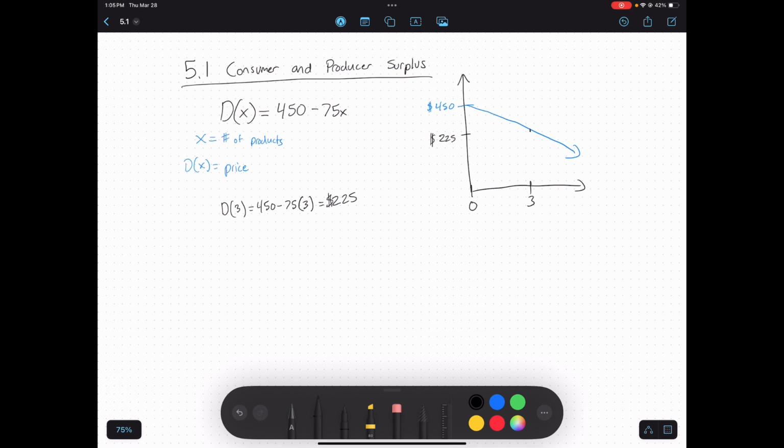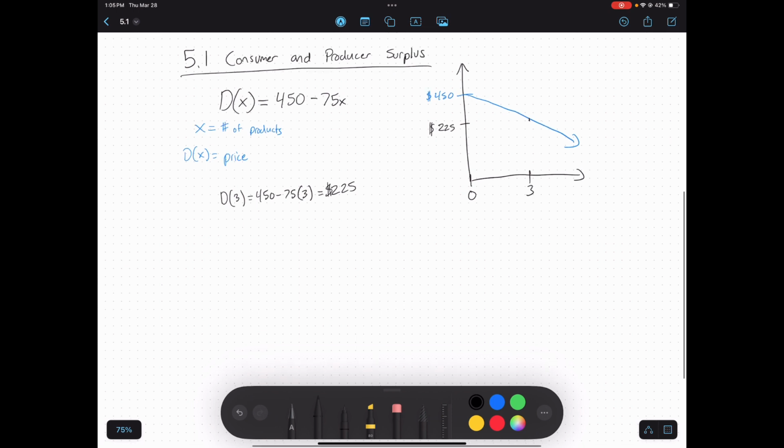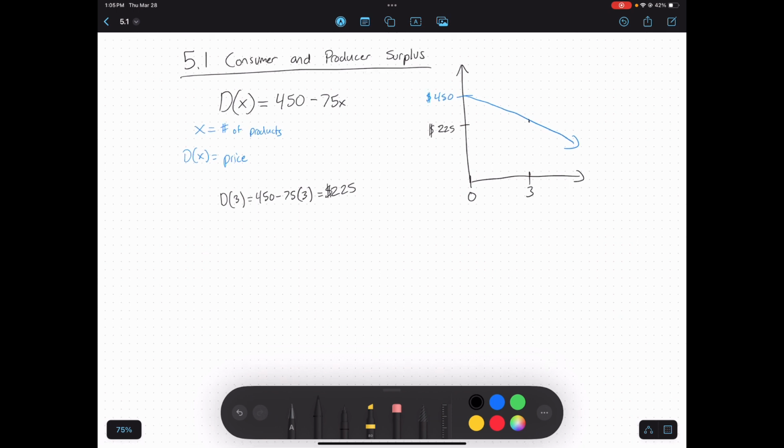So, we might be thinking, okay, so how does this actually relate to integrals? Well, now that we've decided, okay, I'm going to set my price to $225 because I want to sell 3 products, let's actually take the integral of this. The definite integral from 0 to 3 of my demand function. Mathematically, what are we doing? We're finding the area under the curve from 0 to 3.